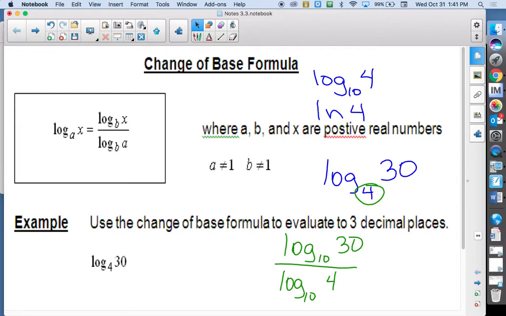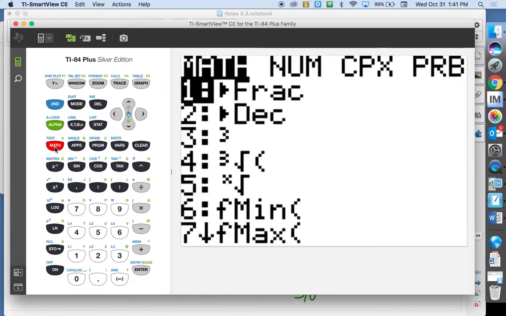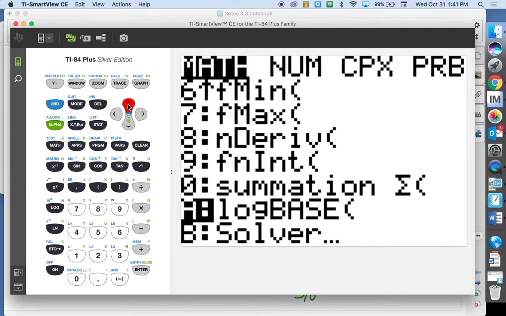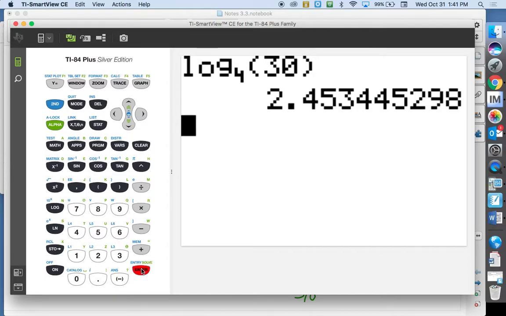Well, calculators have obviously come a long way. And there's a program in the calculator. So if you go to your fancy calculator and hit the math button, and if you press up twice, it takes you to log base. And if you hit enter, your calculator is now set up in a log with any base. So we can put the base as 4, and the number is 30, and then hit enter.